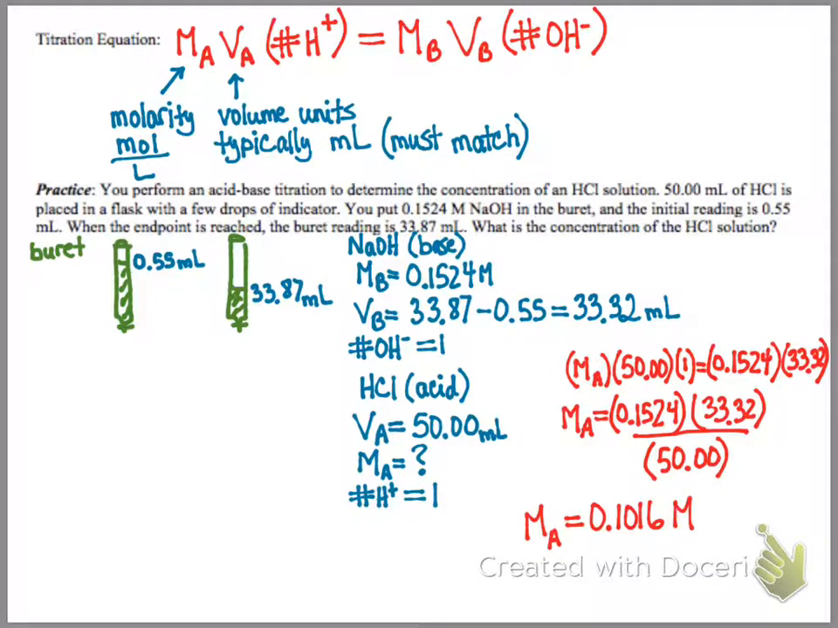So Ma, which is the molarity of our acid, is 0.1016. Watch your sig figs. The number of sig figs in the final answer is going to be 4 because all of the other measurements had 4 sig figs.